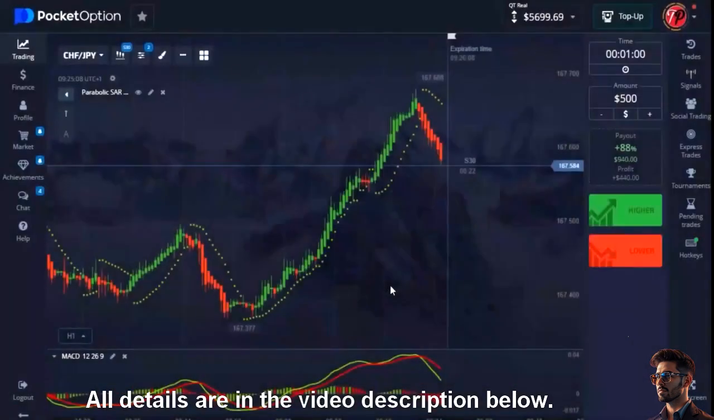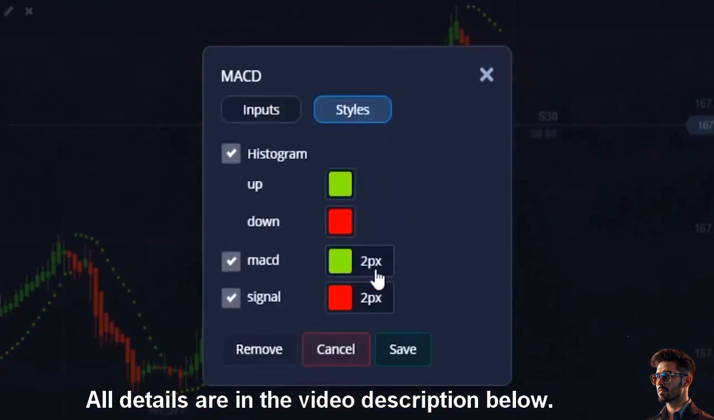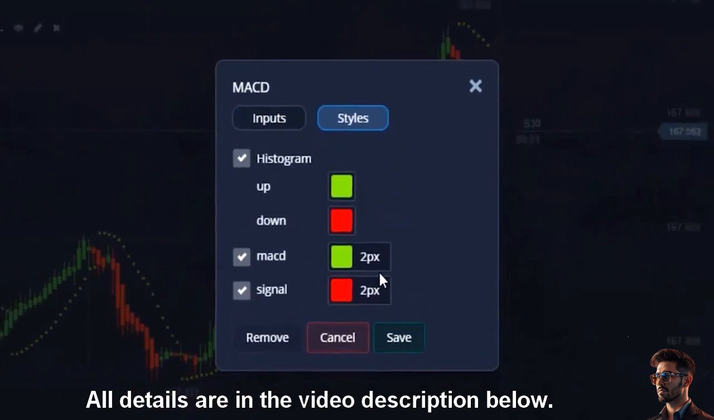The last indicator I use is called MACD with a fast period of 12. The slow period right here is 26, while the signal period is 9. On the start part here, I actually set the MACD and the signal line both to 2 pixels. So that's pretty much all I do. When you're done, you hit save.